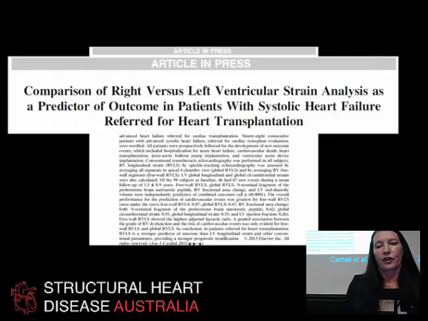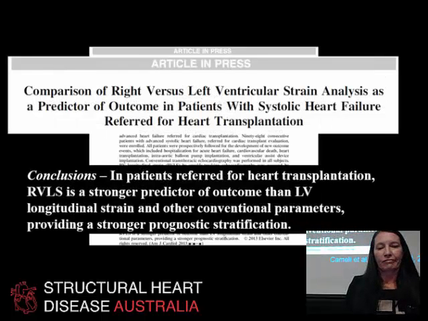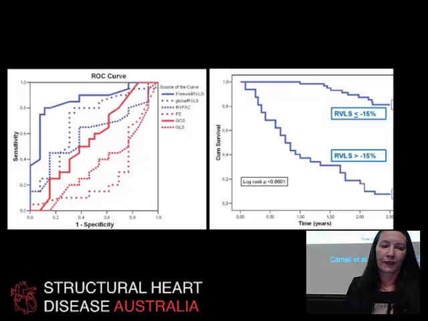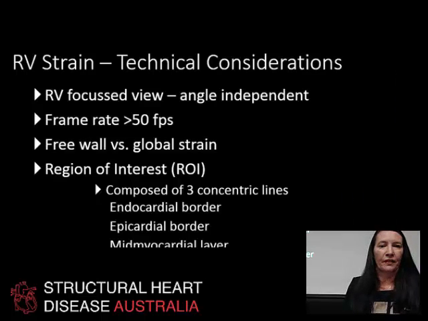So in these patients referred for heart transplantation, the RV longitudinal strain, surprise, surprise, is a stronger predictor of outcome than the LV longitudinal strain or other conventional parameters, providing a stronger prognostic stratification as to who will do worse on the waiting list before they get their new heart. And that was just deemed to be negative 15%.